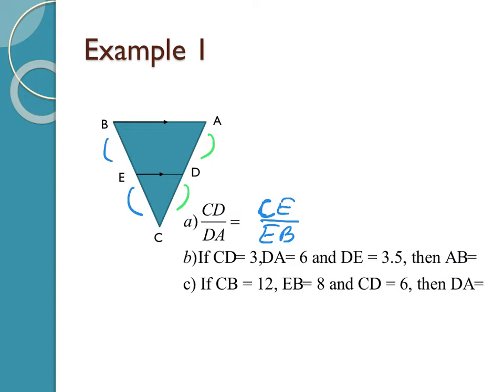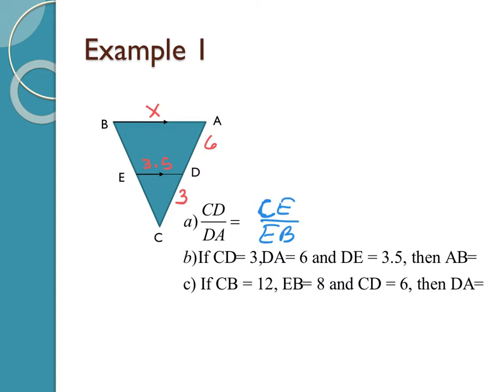So now let's add in the numbers that they're giving us. So they gave us the length of CD, it's 3. They gave us the length of DA, it's 6. They gave us the length of DE, it's 3.5. And they want us to find this bottom piece of the triangle.